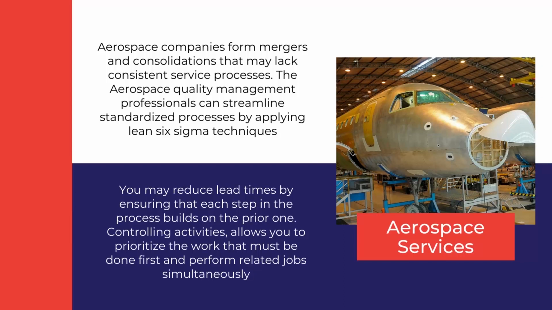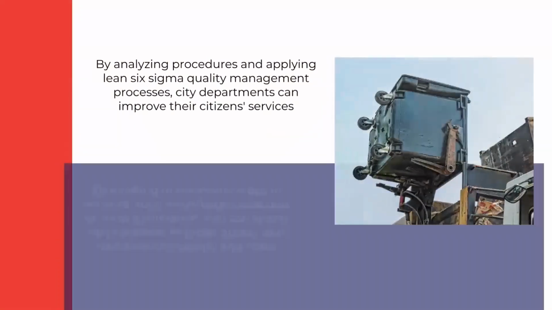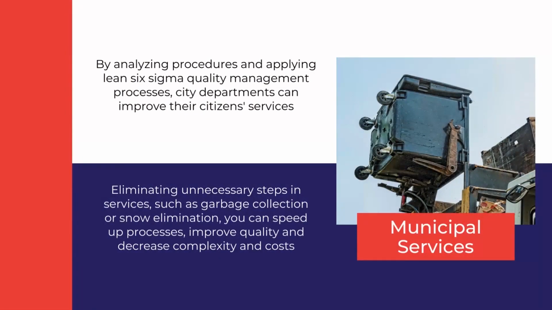You can identify unnecessary processes in a process, such as replacing an engine, by mapping the steps. Fourth is municipal services. By analyzing procedures and applying Lean Six Sigma quality management processes, city departments can improve their citizens' services. For example, reducing the time it takes to complete a process, such as obtaining a construction permit, promotes corporations to do business with the city.